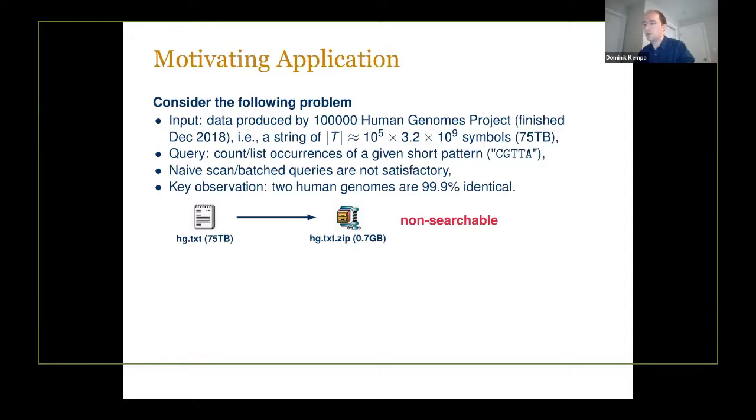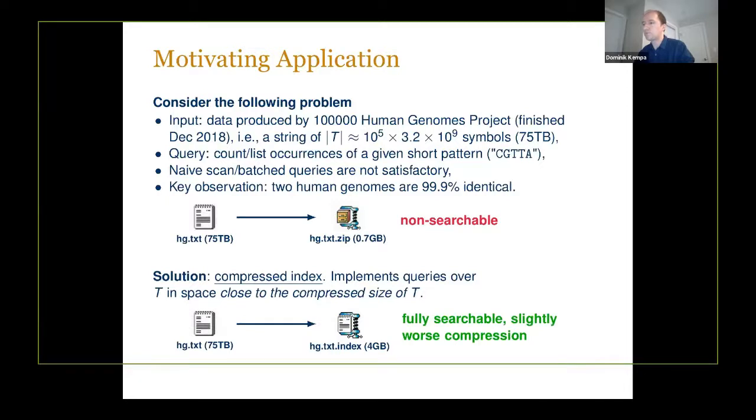The standard compressed representation, however, is not searchable. The solution to this problem is a data structure called a compressed index. It allows performing queries over the original text T in space close to the compressed size of T. We can think of this as a searchable compression format. By adding the searching feature, the size of the compressed file grows slightly, but the resulting file is still orders of magnitude smaller than the original data. It basically grows by logarithmic factors.